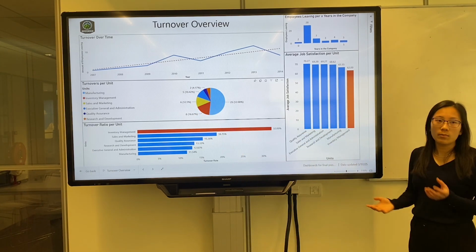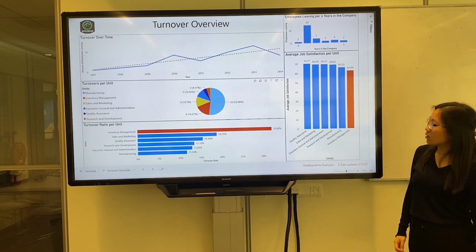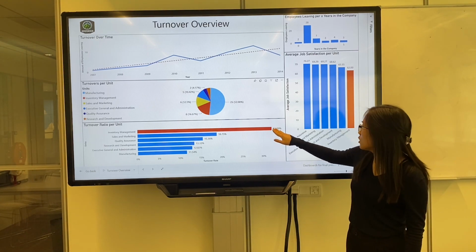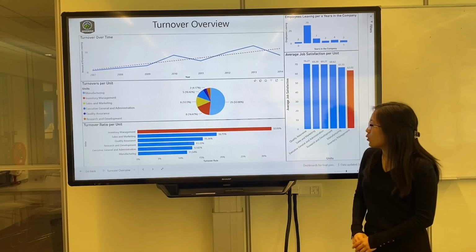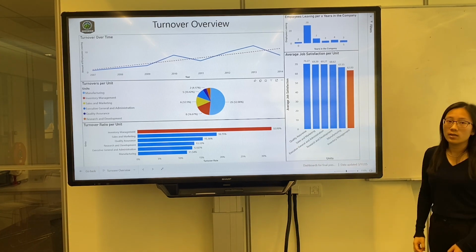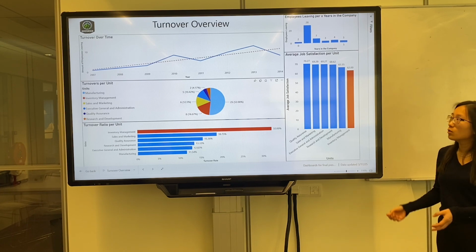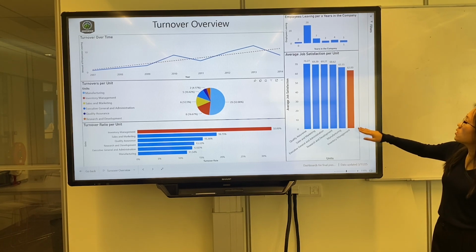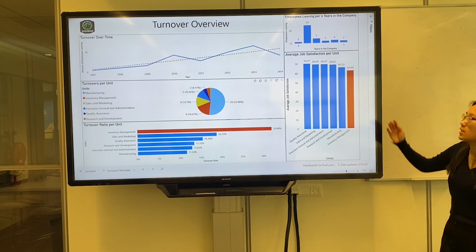but total numbers can be misleading, which is why we take a look at the ratios. And there we see that the serious issue of declining employees is in the inventory management unit, which is also underscored by the people who are currently in the company, as inventory management has comparatively the lowest satisfaction.